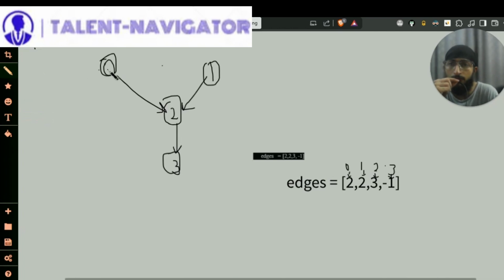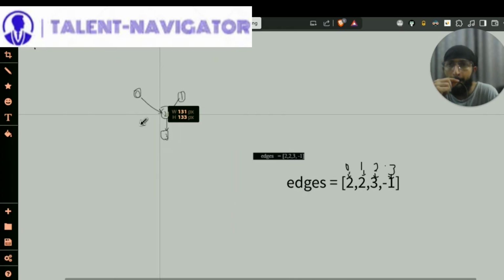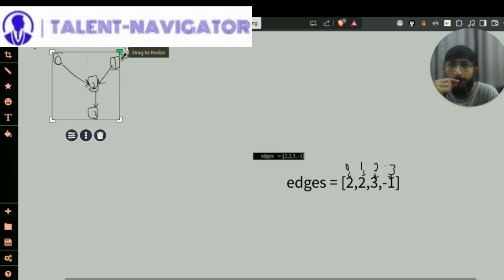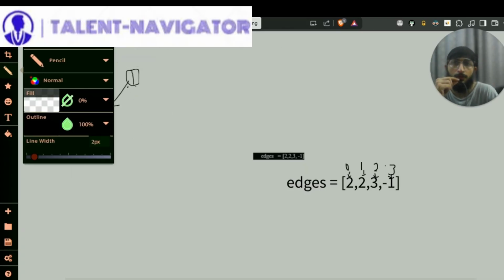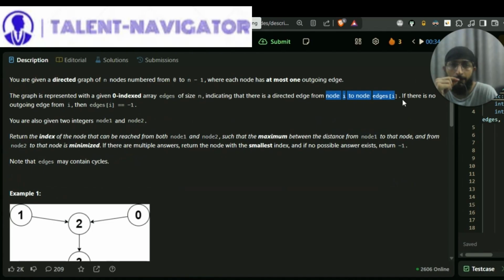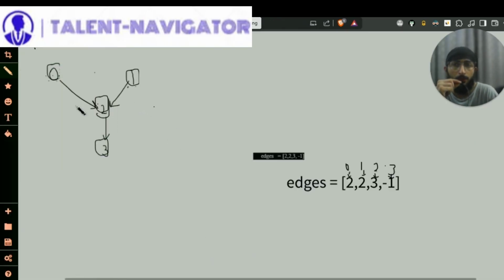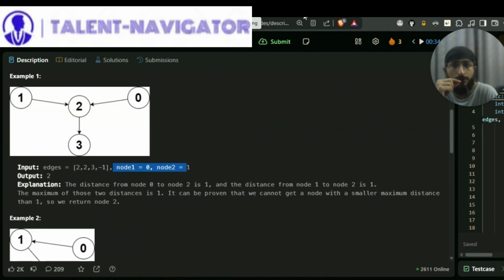So basically let me just resize this. Can I select this? Yes. So basically this is our graph, right? So basically what our aim is, we have to find the maximum between the distance from node1 to that node. What is that node? The index of the node that can be reached from both nodes 1 and 2. So we need to choose the maximum between the distance from node1 to that node and from node2 to that node. So what this means is that we have to select from node1, which is 0 here, and node2, which is 1, since in the example node1 is 0 and node2 is 1.